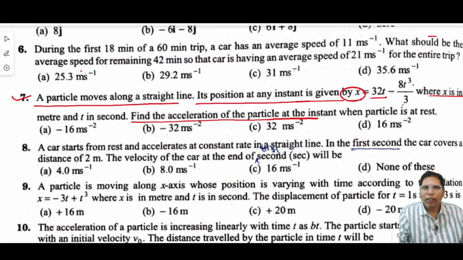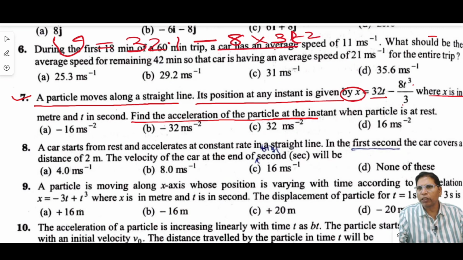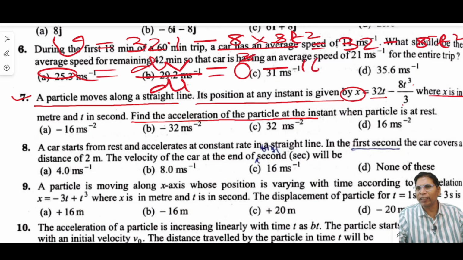The velocity v equals 32 into 1 minus 8 into 3t square by 3. Now this cancels out, so the velocity is 32 minus 8t square. Now what is acceleration? Acceleration a equals dv by dt, so 0 minus 16t is the acceleration at time t.